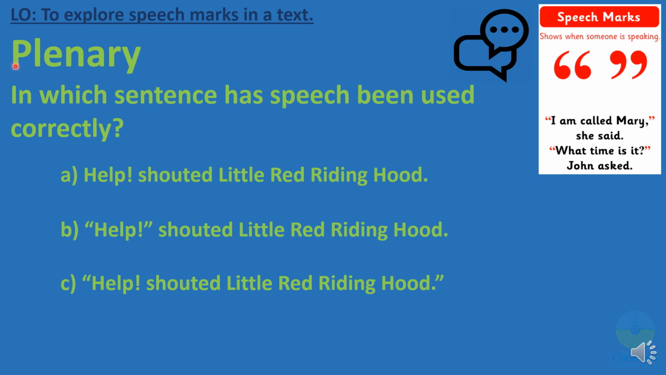Our plenary for today then is making sure we know when speech has been used correctly in a sentence. So I have 3 sentences down here. I have A, B and C. And all of the sentences say, "Help," shouted Little Red Riding Hood. And you need to look carefully at where the speech marks or where the inverted commas have been placed and check that they have been placed around the character's speech. Pause the video now before we go on to the answers.